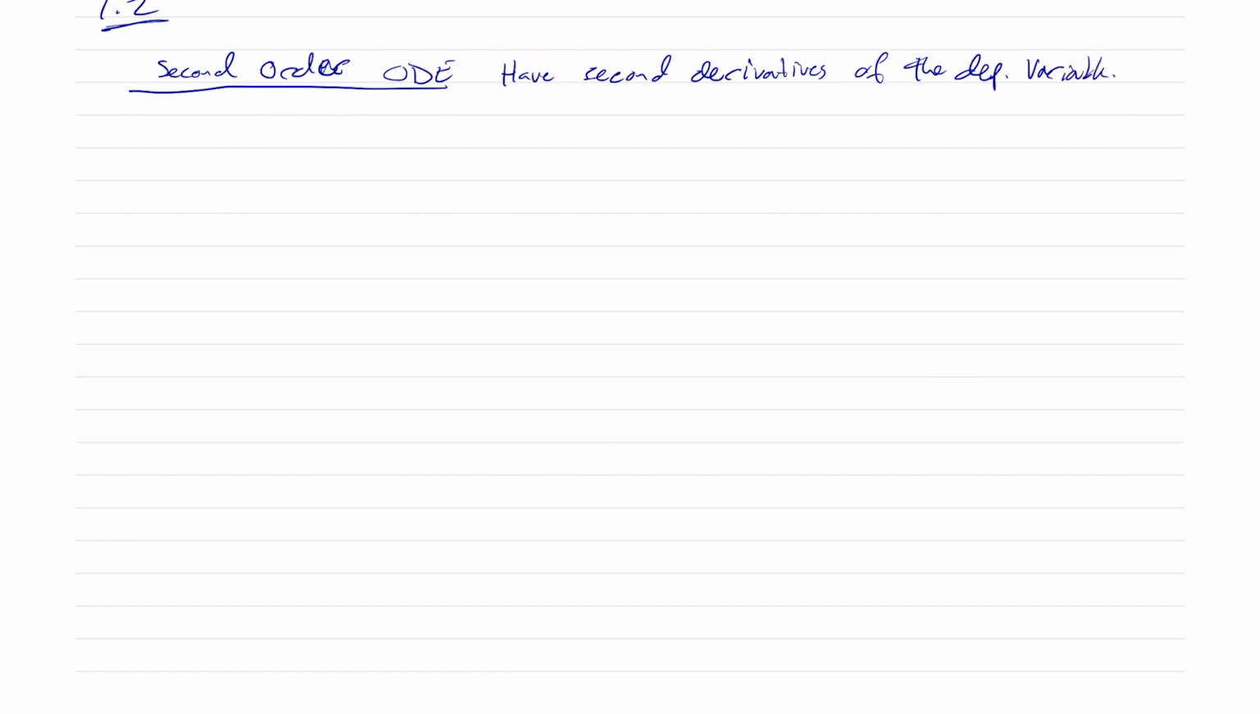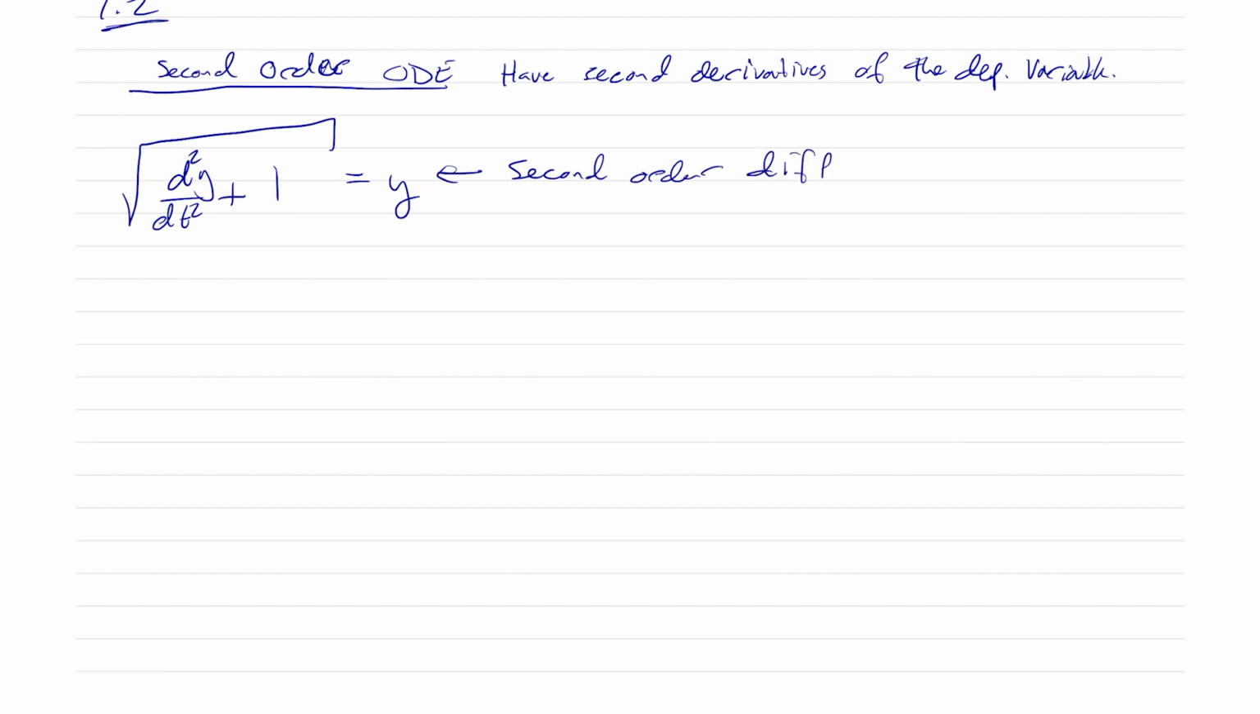Okay, so for instance, if I have this, that is a second derivative, and so let's say I'm taking the square root of the second derivative, I'm adding 1, is equal to, say, y. This is a second order differential equation. All right, and so forth. If I change this squaring to a fifth power or something else like that, then that's going to be a fifth order differential equation, etc.